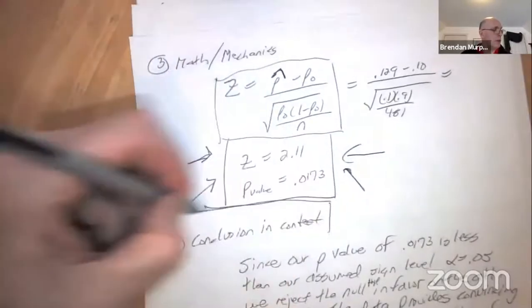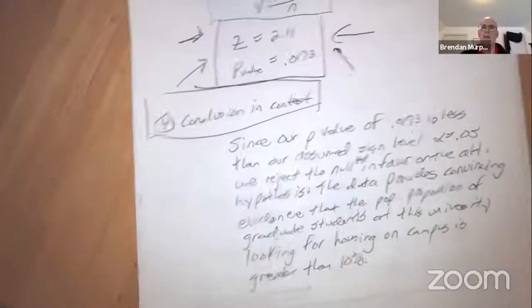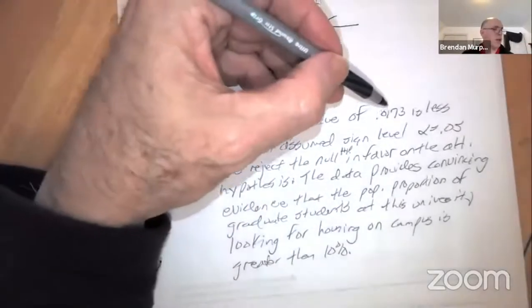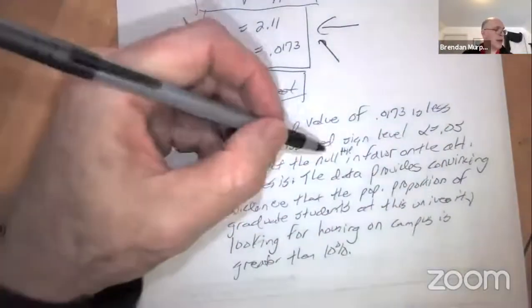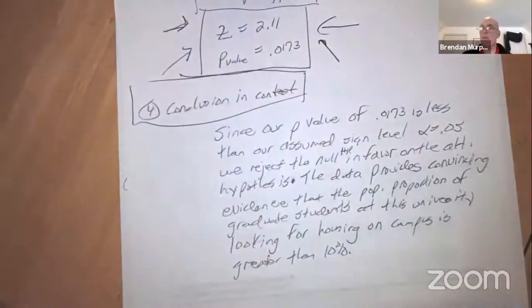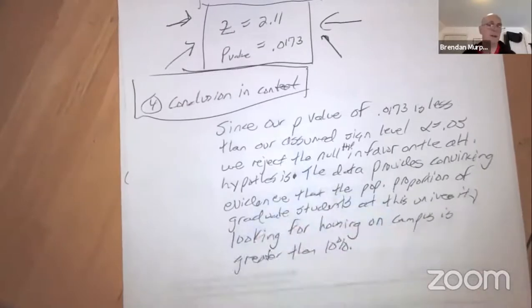So probably the most important thing now is conclusion and context. My first sentence is going to be somewhat generic here, i.e. I could use it probably on every problem. Since our p-value of 0.0173 is less than our assumed significance level, alpha is 0.05, we reject the null hypothesis in favor of the alternative hypothesis. So that rolls off my tongue. I've taught the course for the better part of 20 years and have said that thousands and thousands of times.